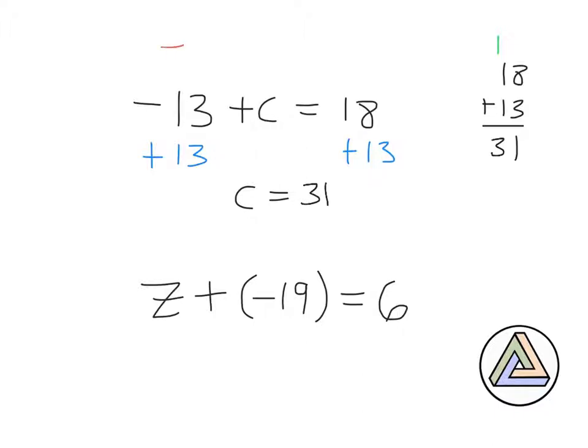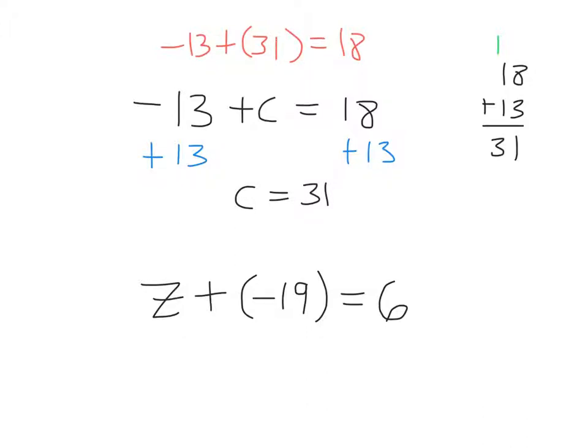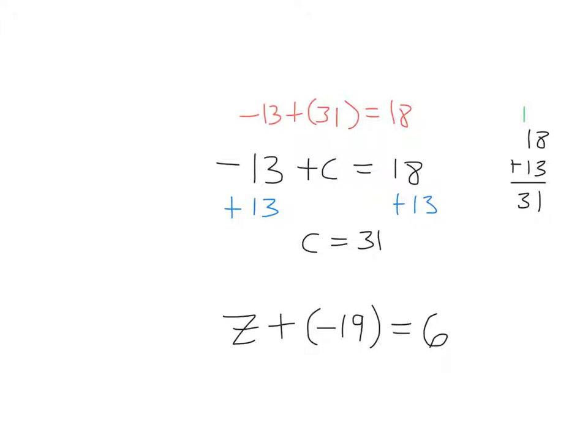So we're going to check 13 plus 31 equals 18. Is that true? That's the question. Is that true? Well, we have a sort of annoying situation where we have a negative over here. You know, negative 13 plus 31 equals 18. What is that? Okay.